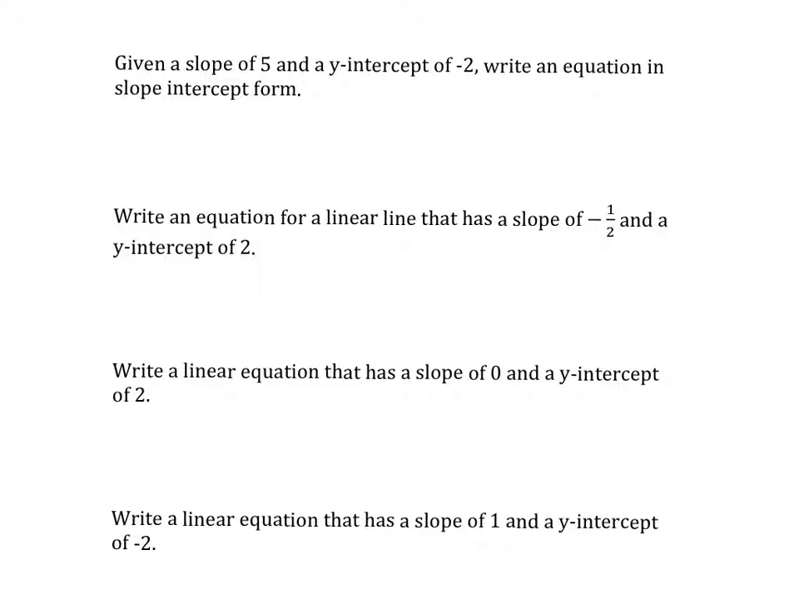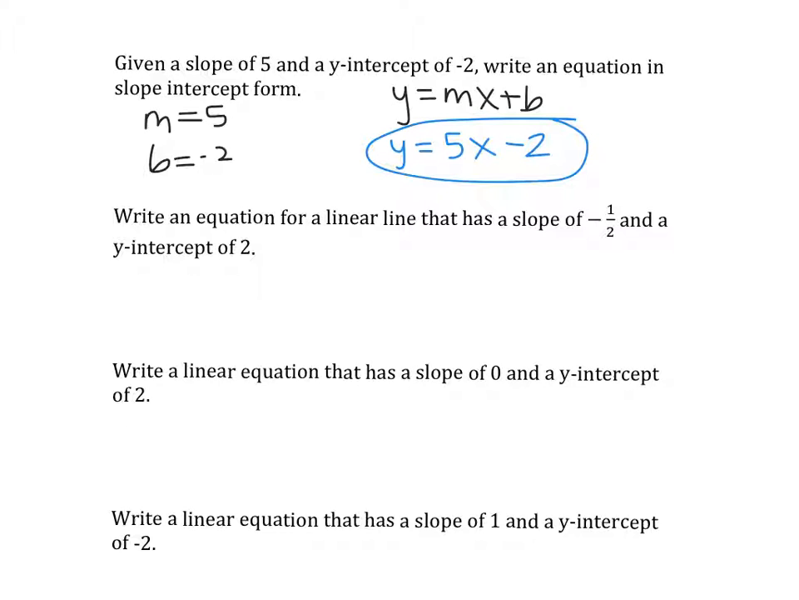Given a slope of 5 and a y-intercept of -2, write an equation in slope-intercept form. So let's write down what we know. M is 5 and b is -2. Slope-intercept form is y equals mx plus b. So now if we fill in what we know, I'm going to replace m with 5, and now I have y equals 5x, and then b is -2, so y equals 5x minus 2. That would be the equation in slope-intercept form with the slope of 5 and a y-intercept of -2.